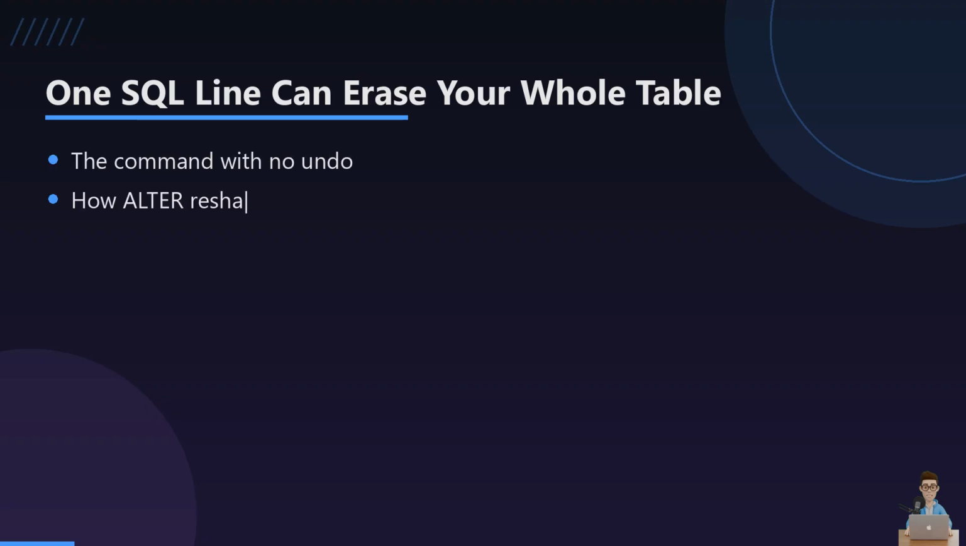One line of SQL can wipe a million rows in a second. It's called drop, and there's no undo button waiting to save you. Its safer cousin, alter table, does the opposite. It reshapes a table that's already full of data without losing a single row. Today you learn exactly when to reach for each one, and how to not blow up production doing it.